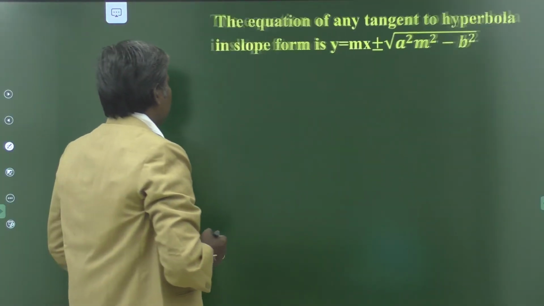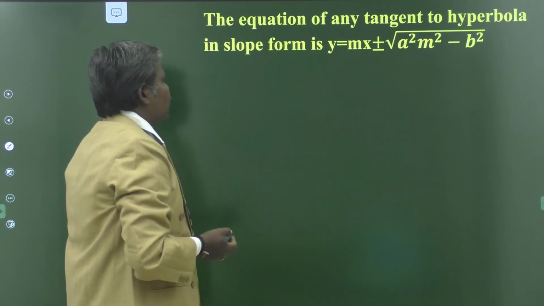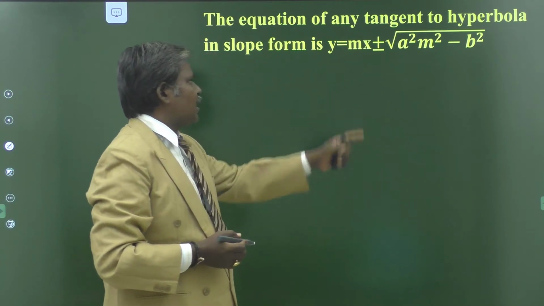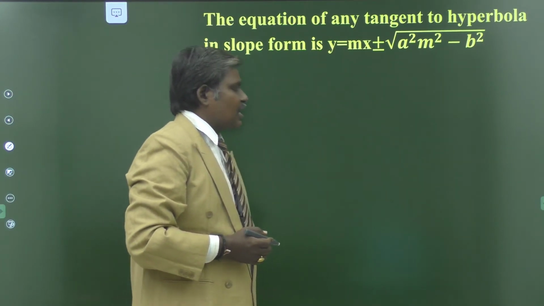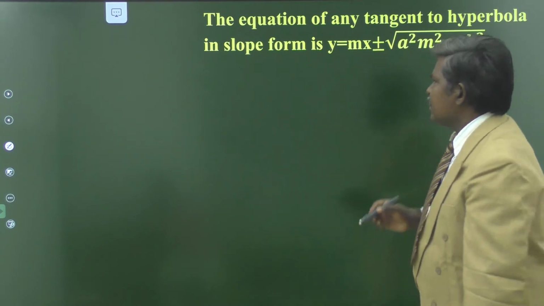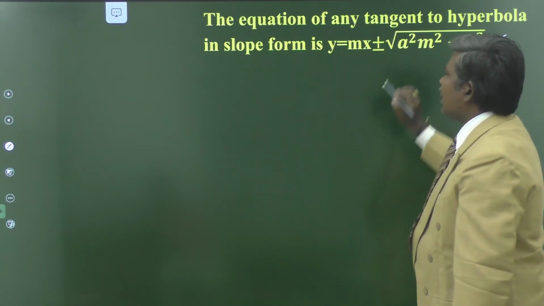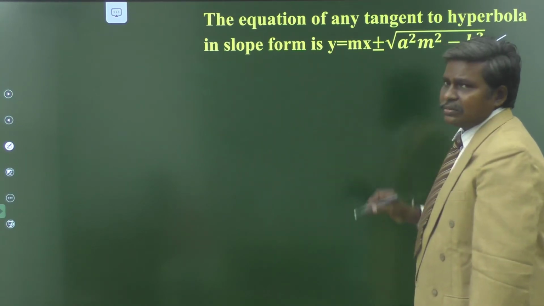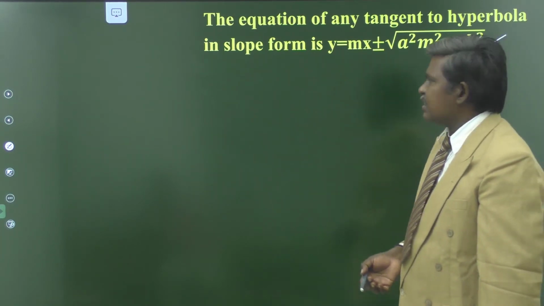Next. The equation of any tangent to the hyperbola in the slope form is y is equal to mx plus or minus root of a²m² minus b². That means there exist two tangents which are parallel to each other. They are tangents to the hyperbola. That is the sense.